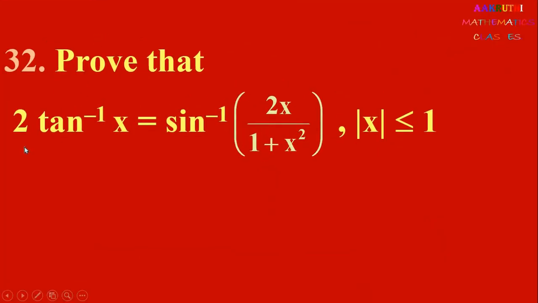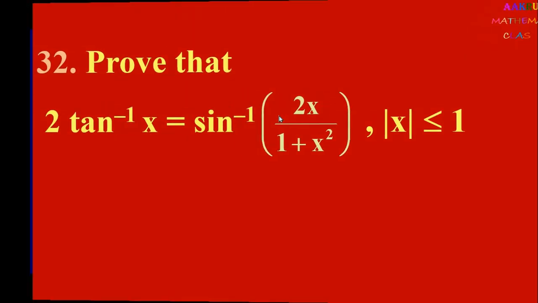So next one, prove that 2 tan inverse x equal to sin inverse 2x divided by 1 plus x square when mod x less than or equal to 1. Now here, instead of LHS, we simplify RHS. In RHS, we have sin inverse 2x by 1 plus x square. Now here we can substitute x equal to tan theta. We have formula 2 tan theta divided by 1 plus tan square theta. 2 tan theta by 1 plus tan square theta is sin 2 theta. Therefore, simplify RHS. Substitute x equal to tan theta in RHS.